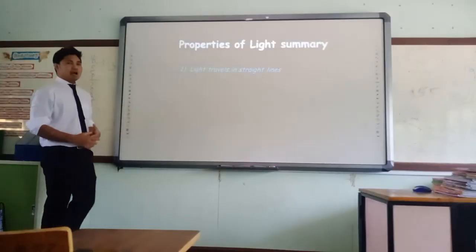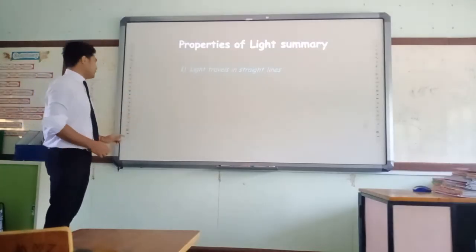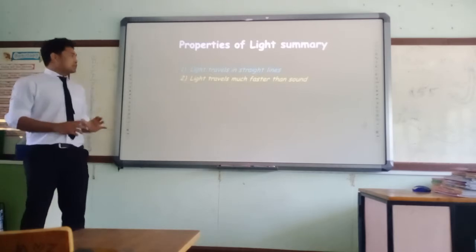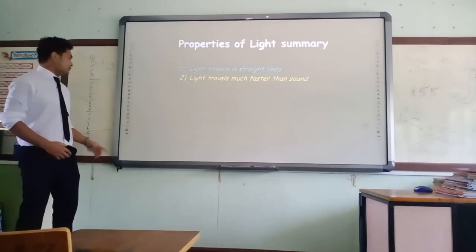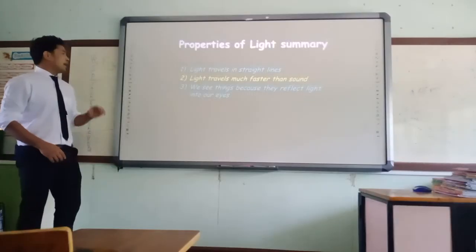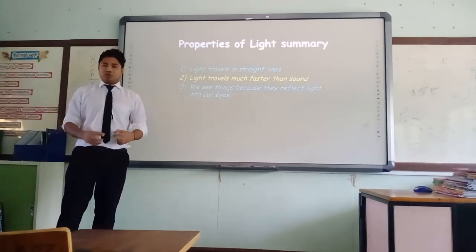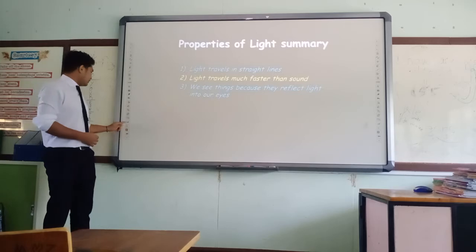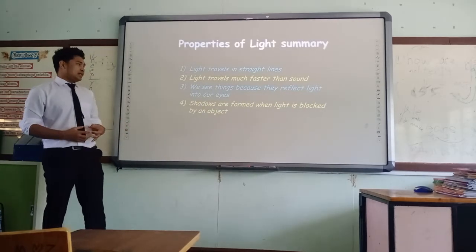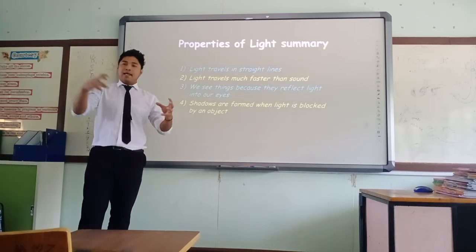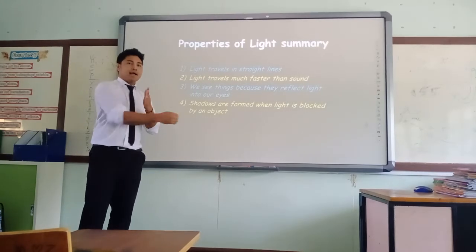Okay, this is the summary. Light travels in a straight line. Light travels much faster than sound. We see things because they reflect light into our eyes. And lastly, shadows are formed when light is blocked by an object.